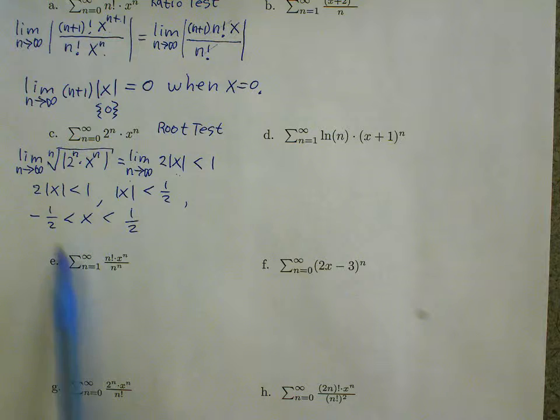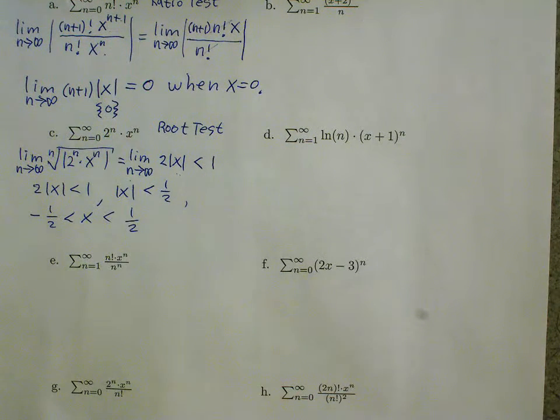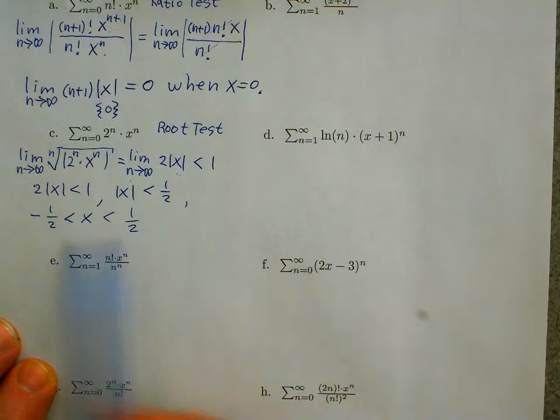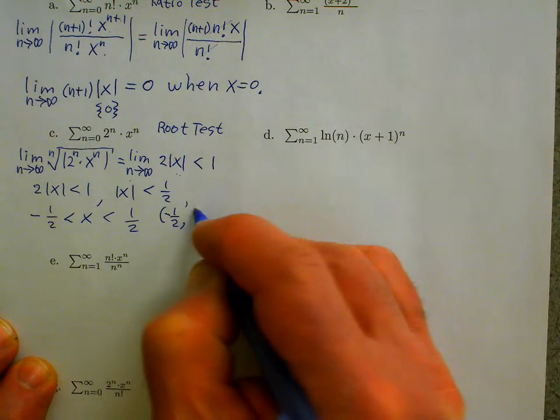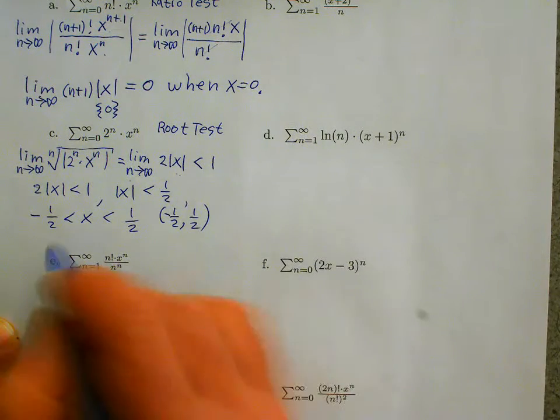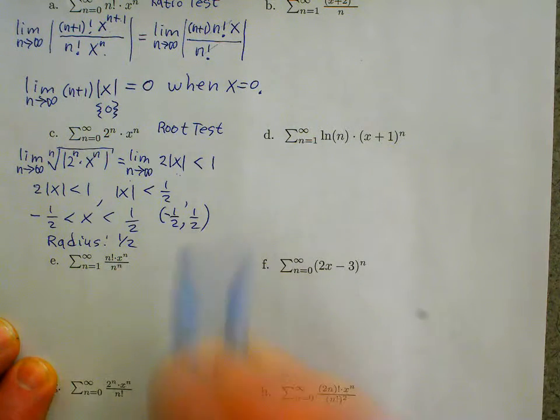What about when x is negative 1/2? Yeah, this one diverges because it's like adding negative 1 plus 1 minus 1 plus 1. It doesn't go to infinity, but it doesn't go to any finite number either. It just oscillates. So the interval of convergence is open from negative 1/2 to 1/2. And we would say that the radius of convergence is 1/2. It's 1/2 the length of that interval.